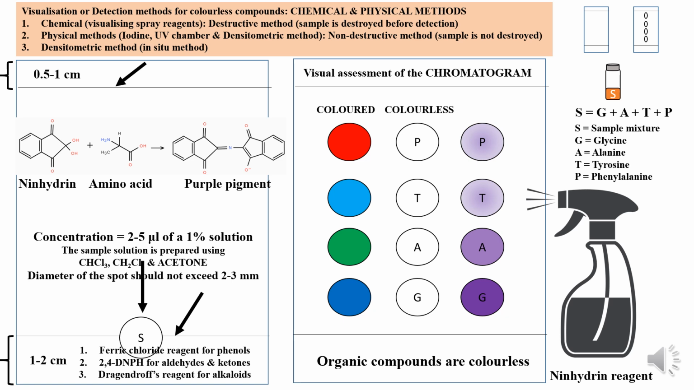Aldehydes and ketones can be identified using 2,4-DNPH reagent. DNPH stands for dinitrophenylhydrazine. And Dragendorff's reagent is commonly used for detection of alkaloids. So much for the detection of colorless compounds by chemical method.